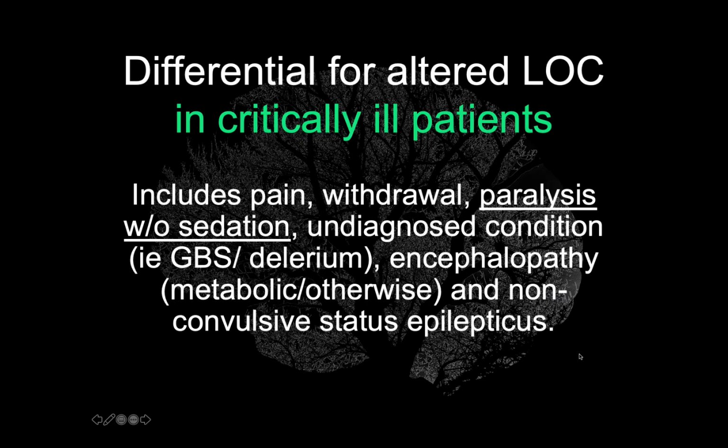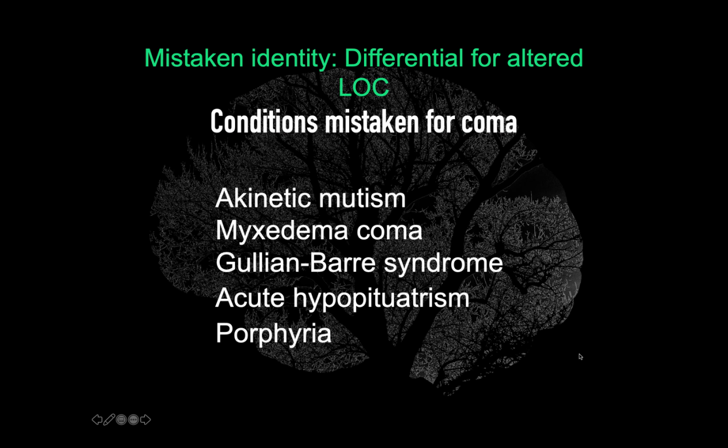Other items in a sedated patient include pain and withdrawal, which are difficult to express for a patient who can't respond, but you need to consider them on your differential. Paralysis without sedation is one of those that would be extremely unfortunate, but certainly has been reported in multiple case reports. Undiagnosed conditions such as Guillain-Barré syndrome, delirium, encephalopathy, and also non-convulsive status epilepticus in the patient who is perhaps unresponsive post-intubation. Conditions that can be mistaken for coma include akinetic mutism, myxedema coma, Guillain-Barré syndrome, acute hypopituitarism, and porphyria. While these diagnoses are not common, they need to be on your list for potential clinical confounders.